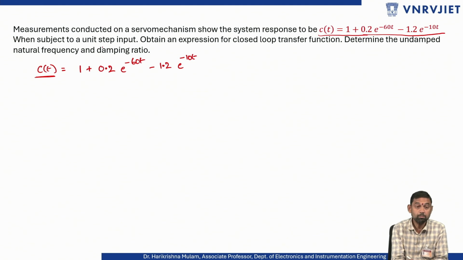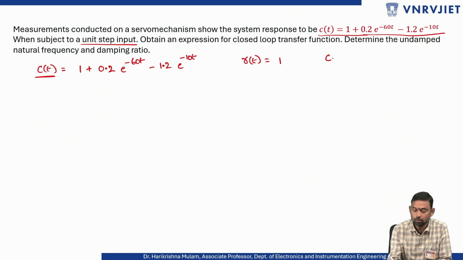Then, when subjected to an input of a unit step, the input is a unit step input. Input in a control system is represented as R of t. Unit step input, mathematically, is written as R of t is equal to 1. Now obtain the expression for the closed loop transfer function. So we are asked to find the closed loop transfer function.